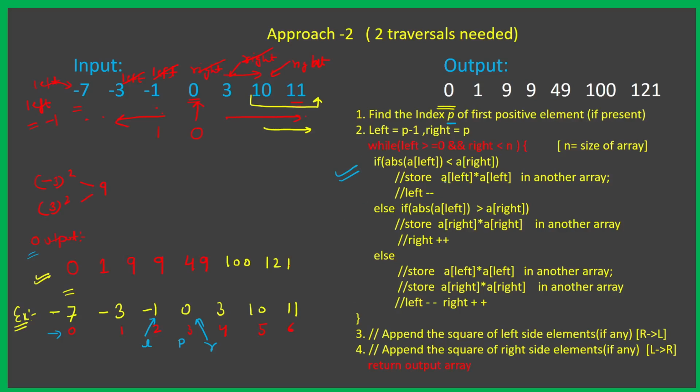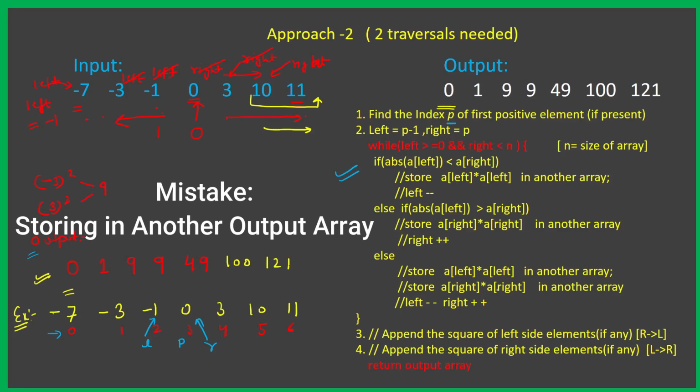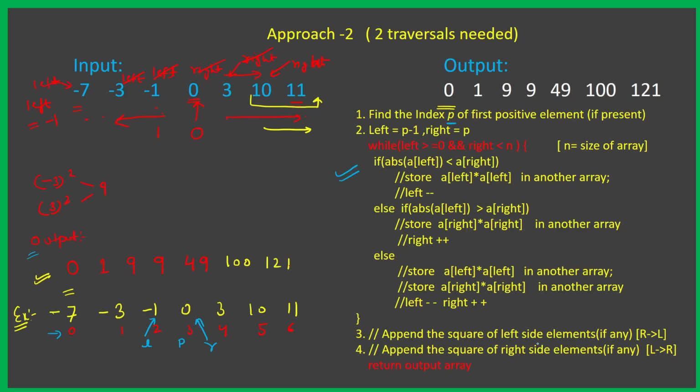Now here we are running a loop till left is greater than or equal to 0 and right is less than n. So what we are doing is we are comparing the left and right, and whichever element is lesser, we are finding the square of that element and storing it in another output array. And after all these things, whichever part of the given array, that is the left part or the right part, is remaining, we are finding the square of those elements and appending them to the output array, and after that we are returning the output array.